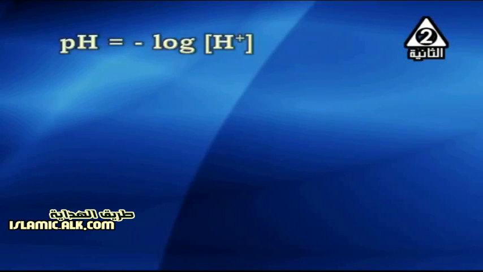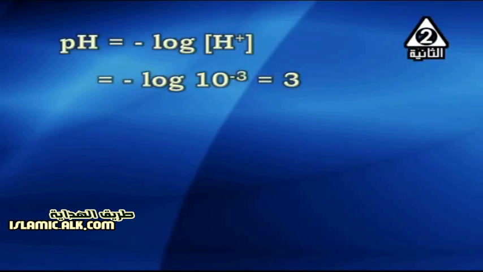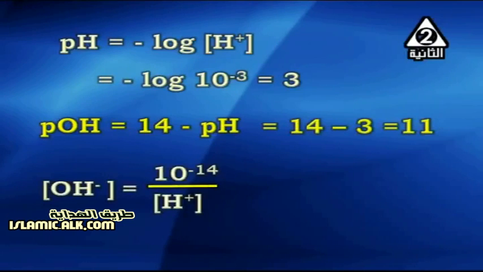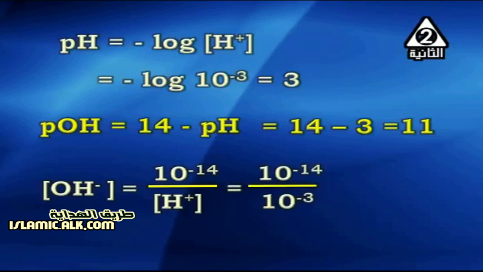Then pH equals negative log of the concentration of hydrogen ion, so negative log 10 to the power negative 3 equals 3, and pOH equals 14 minus pH, which is 14 minus 3 equals 11. And then the concentration of hydroxide ion equals 10 to the power negative 14 over the concentration of hydrogen ion, so 10 to the power negative 14 over 10 to the power negative 3 equals 10 to the power negative 11.